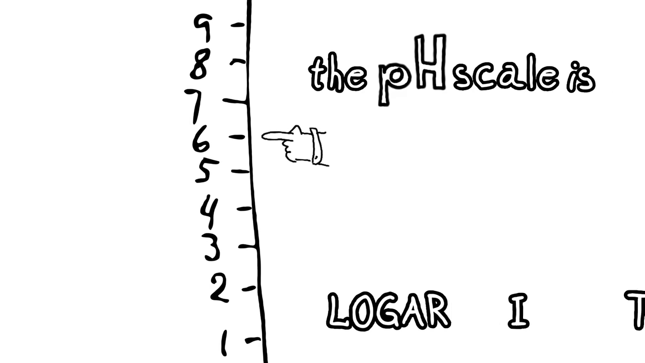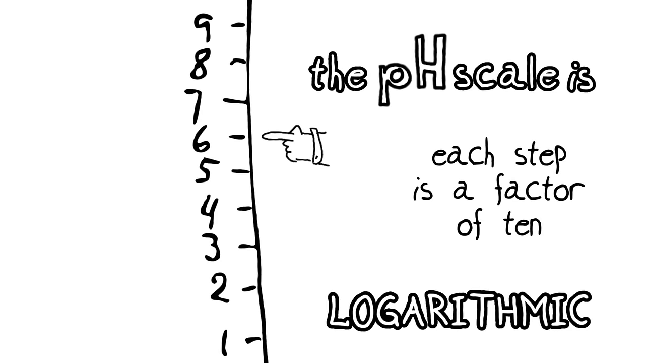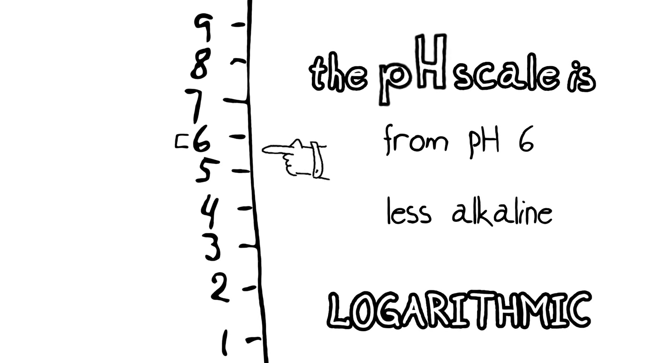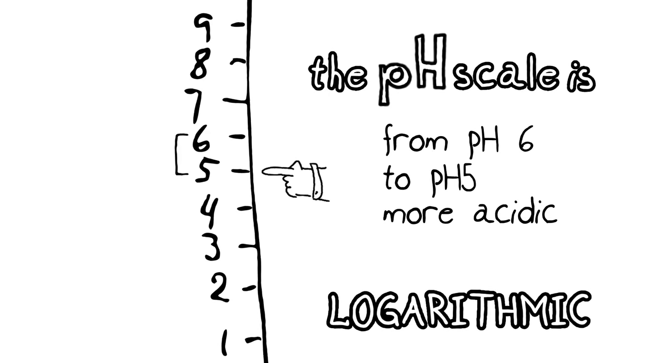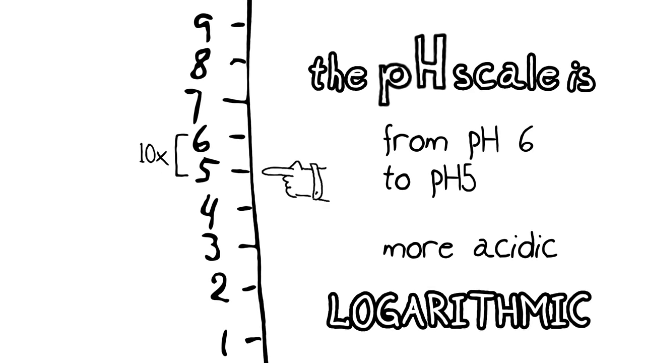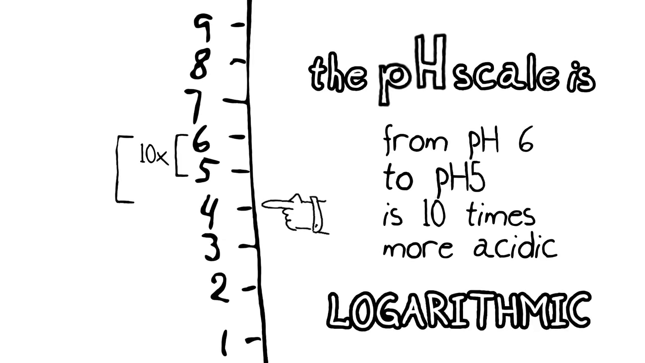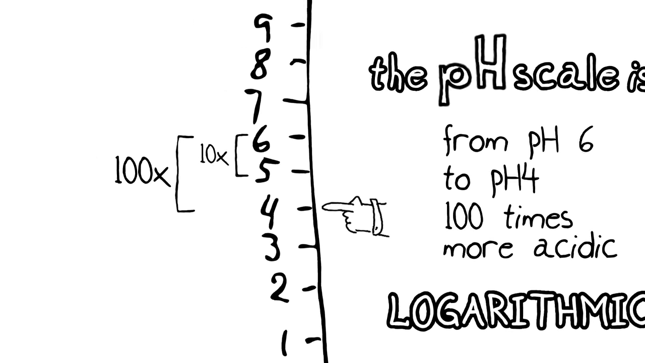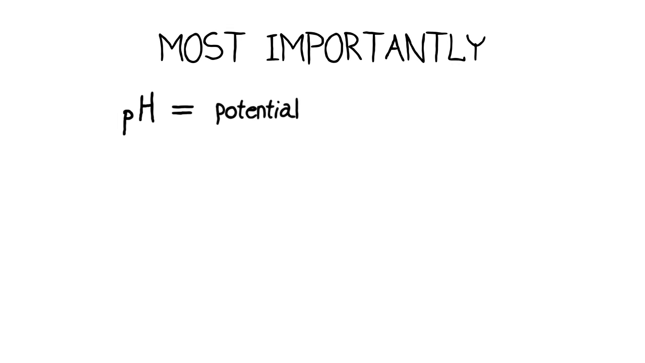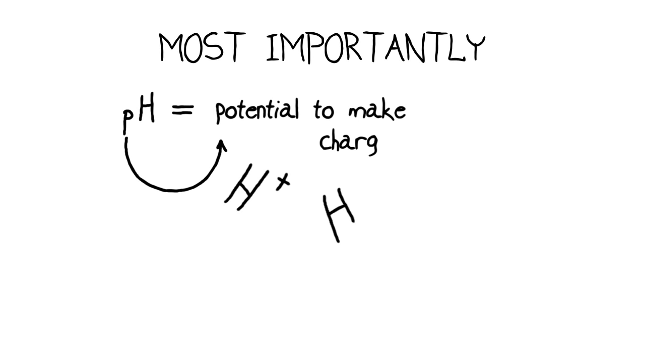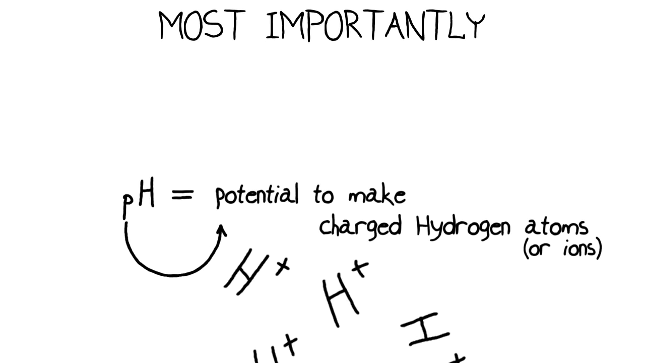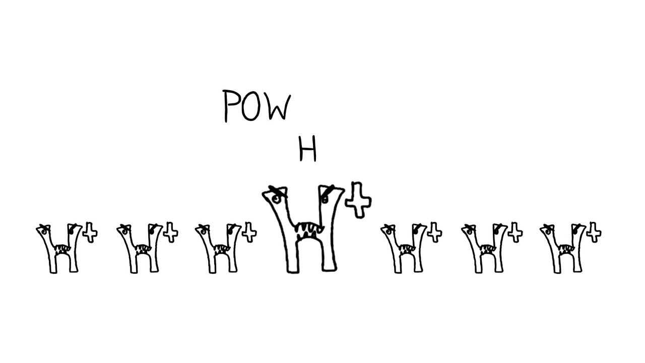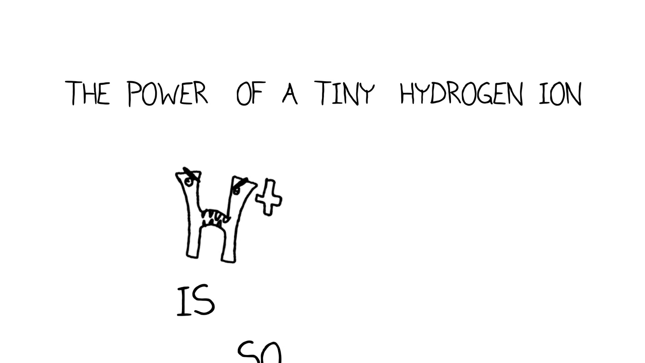Note that the pH scale is logarithmic, which means that each step is a factor of 10. If you go from a pH of 6 to something slightly less alkaline, that is, more acidic, at a pH of 5, you're actually increasing the acidity 10 times. Going from pH 6 to pH 4, it's more acidic by a factor of 10 times 10, which means 100 times more acidic. Most importantly, pH is a measure of potential. That's where the P in pH comes from, the power or potential of a liquid to make charged hydrogen atoms or ions. Think of pH as potential H, or power of hydrogen ions. We'll see in a moment why the power of such a tiny thing as a hydrogen ion is so crucial.